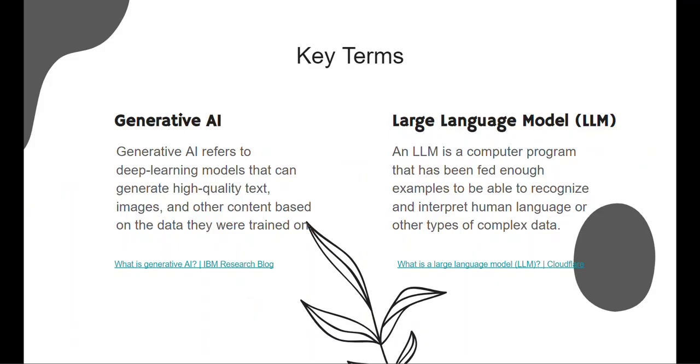So, quick key terms. Generative AI is deep learning models that can generate high quality text, images, and other content based on the data they were trained on. And that's really important to remember. A large language model is like ChatGPT, and that's basically generative AI that's been fed enough examples to recognize and interpret, although I'm not sure interpret is the right word, human language and respond to it, or other types of complex data. You can use images with large language models a lot.